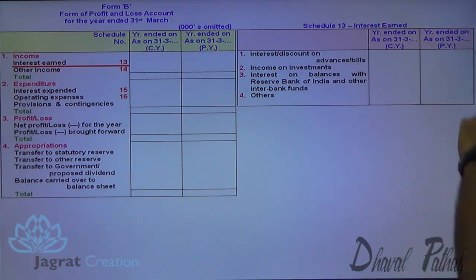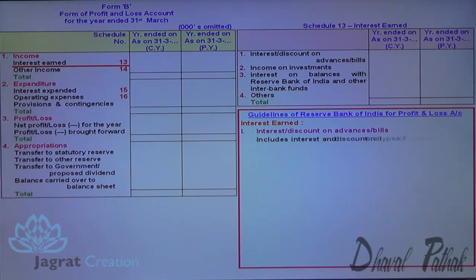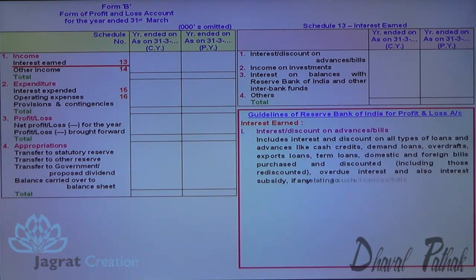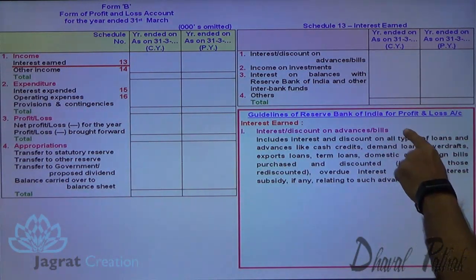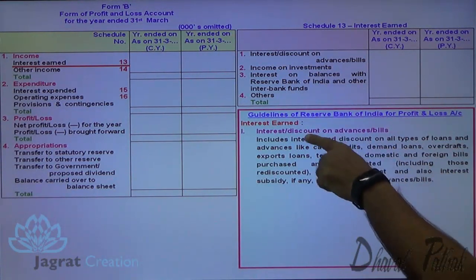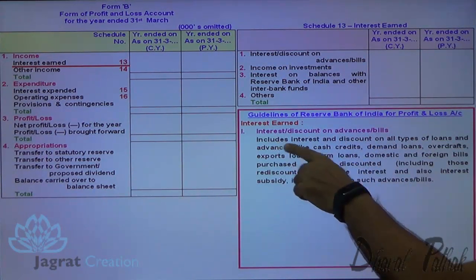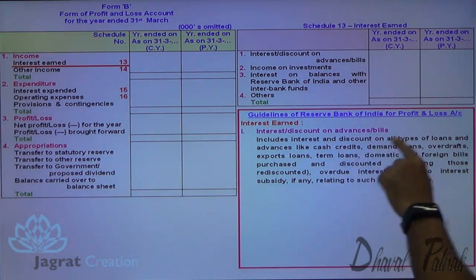Now let me explain in detail this first point. Guidelines of the Reserve Bank of India for preparation of the profit and loss account show that interest and discount on advances and bills discounted. Interest on advances. This interest includes the interest and discount on types of loans and advances like cash credit.